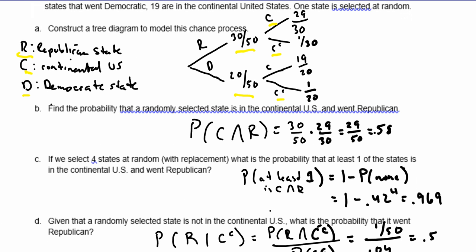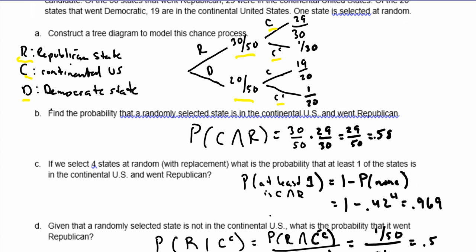Moving on, using that tree diagram, let's find the probability that a randomly selected state is in the continental U.S. and went Republican. So continental U.S. and Republican. Looking at this, we're looking at 29 out of 30, and we're going to multiply those together because we're using our multiplication rule. Then that is multiplied by 30 over 50. We multiply those two probabilities together, and what I got was 58%.